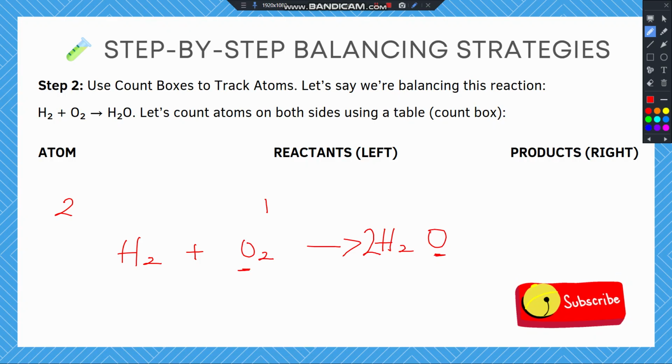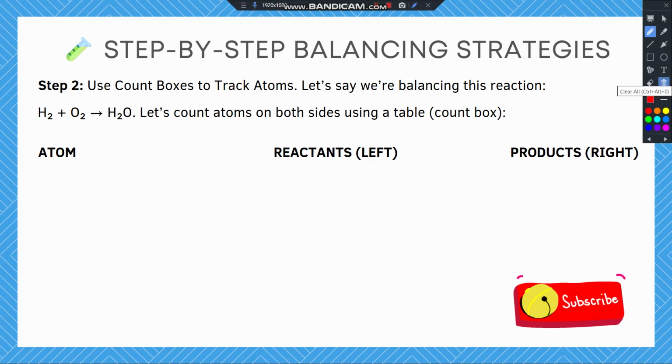We did that because we cannot add a subscript of 2 like this. We are not permitted to change subscripts. That is a wrong procedure in balancing chemical equations. We are only allowed to add coefficients. Changing subscripts is changing the identity of the compound or of the element, and that is not permitted when you're balancing chemical equations. So let's write that out again.